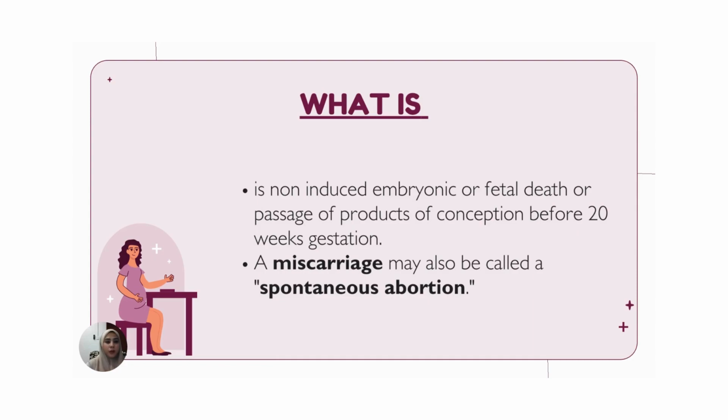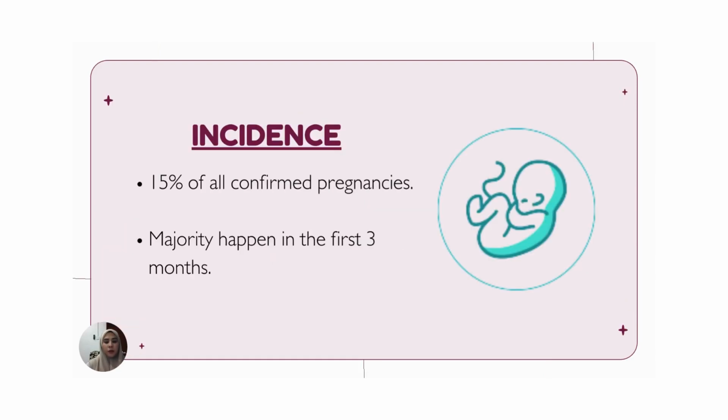What is spontaneous abortion? Spontaneous abortion is a non-induced embryonic or fetal death or passage of products of conception before 20 weeks gestation. A miscarriage may also be called a spontaneous abortion. The incidence of spontaneous abortion is about 50% of all confirmed pregnancies, and the majority happen in the first 3 months.